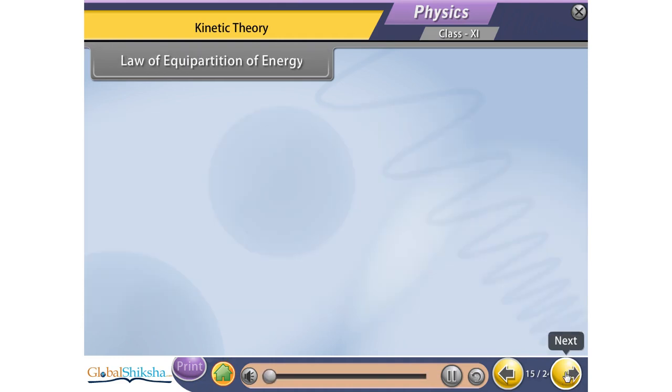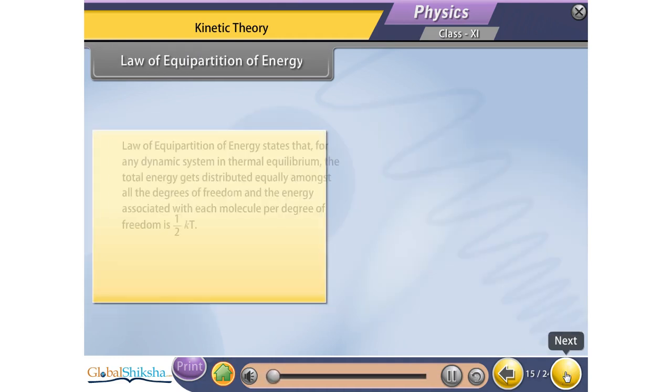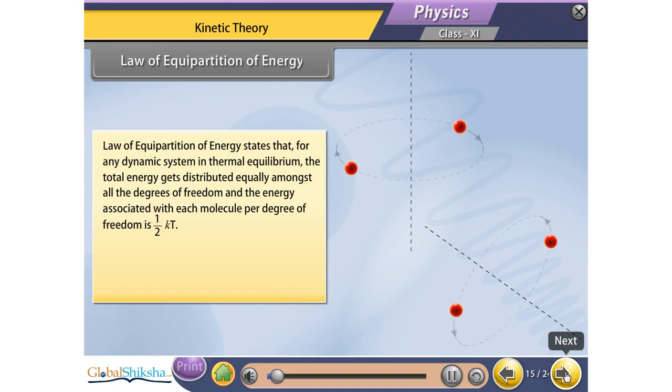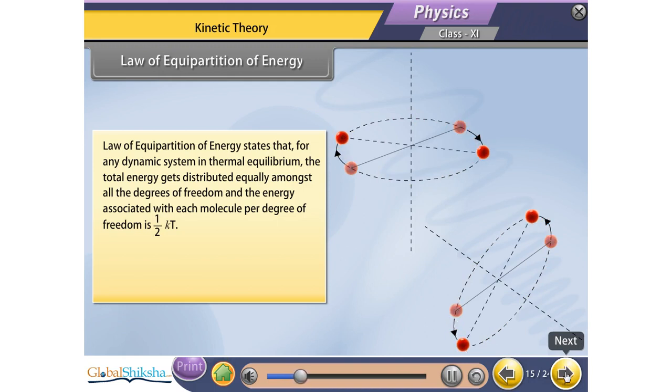Law of Equipartition of Energy. Law of Equipartition of Energy states that for any dynamic system in thermal equilibrium, the total energy gets distributed equally amongst all the degrees of freedom, and the energy associated with each molecule per degree of freedom is 1/2 kT, where k is Boltzmann's constant, T is absolute temperature of the system.